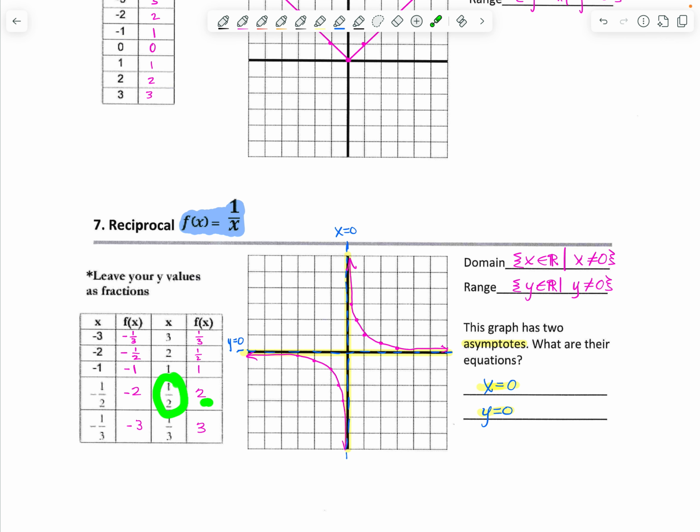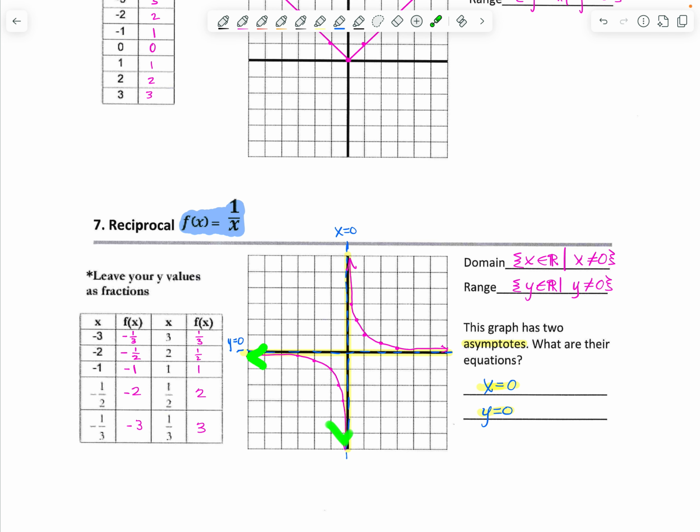So as a graph, this is very interesting. It looks like this because I can use benchmark points here. When x is -3, I get -1/3. When x is -2, I get -1/2. When x is -1, I get -1. When x is -1/2, I get -2. When x is -1/3, I get -3. So these points, I connect them like this.